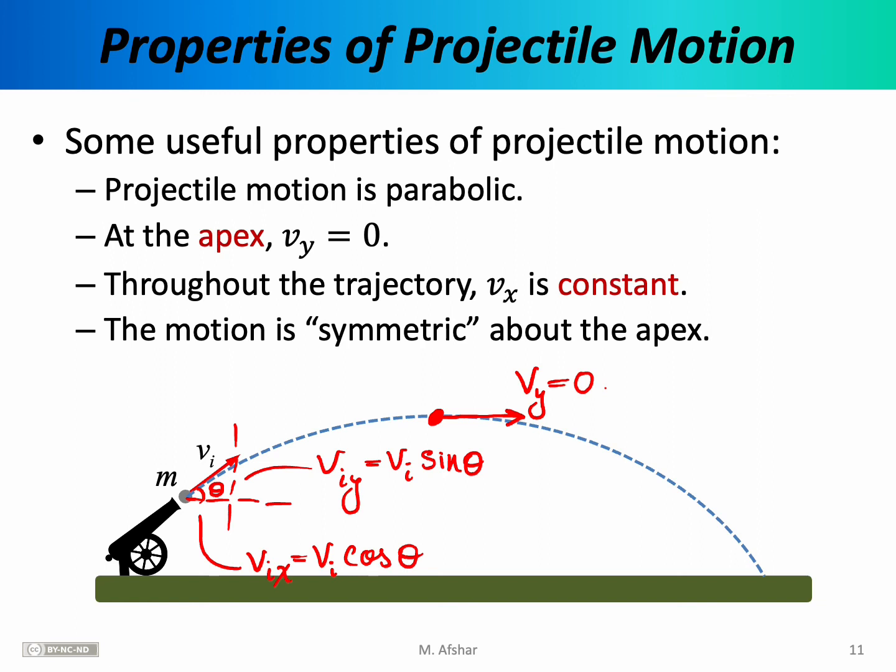Also, the motion is symmetric about the apex. In some sense, what's happening on the left of the apex is equal to what's happening on the right of the apex. This is not entirely true. It's true only for situations where the projectile essentially starts on the ground and ends on the ground, so the starting elevation and the ending elevation are equal. Soon we'll encounter examples where that's not true, but for simple cases like this, you could say that there is a symmetry from the left to the right of the apex.